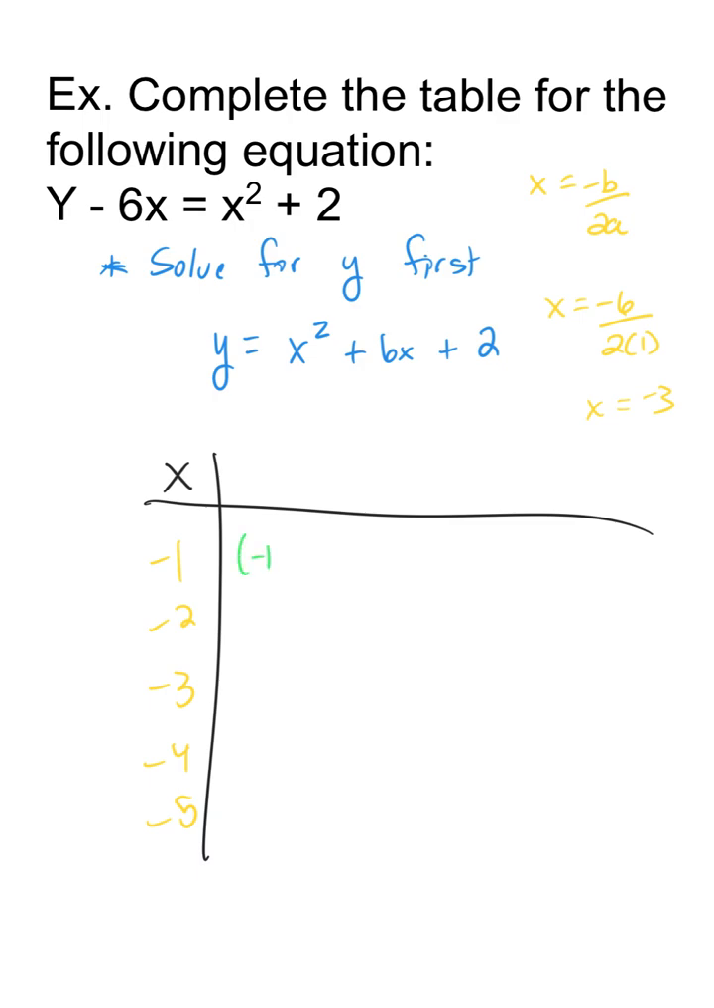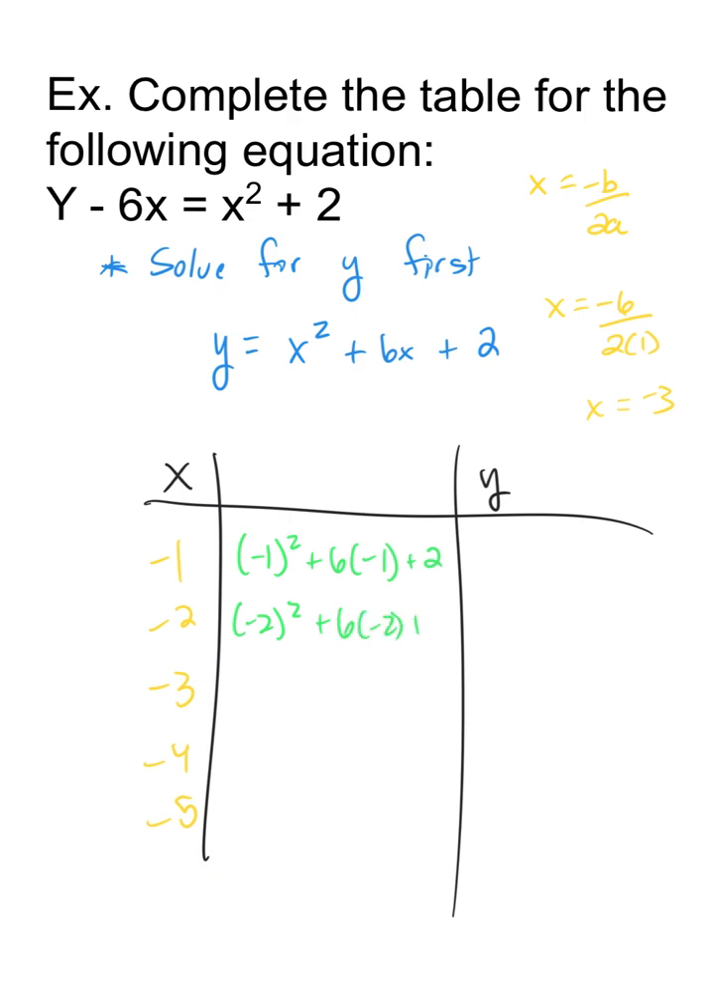And so then here you are literally plugging in those values to the equation to determine what your y value is. And so I will do that. Negative 2 squared plus 6 times negative 2 plus 2. Negative 3 squared plus 6 times negative 3 plus 2. Negative 4 squared plus 6 times negative 4 plus 2. And negative 5 squared plus 6 times negative 5 plus 2.